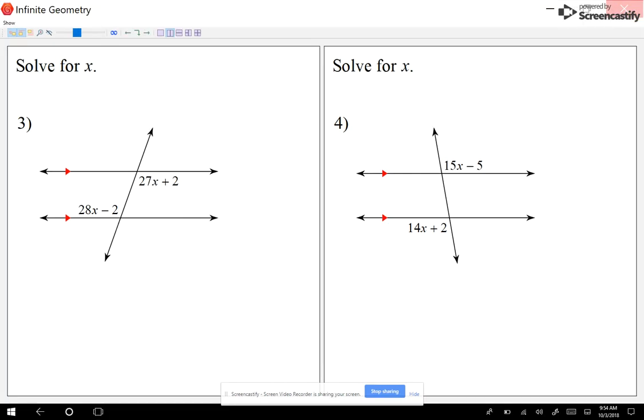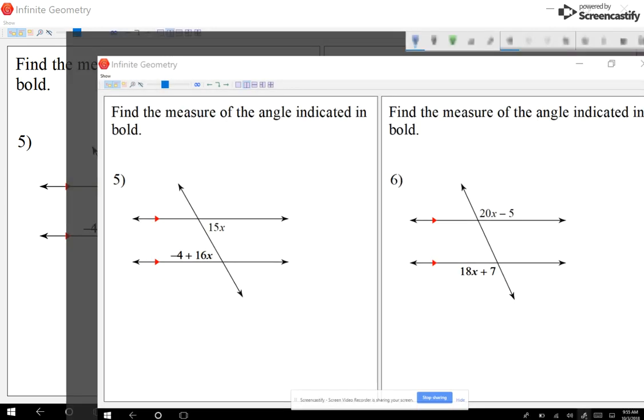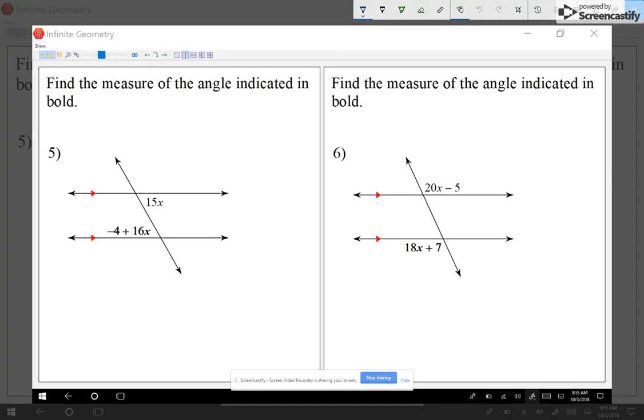All right, now let me take a look at my last two examples. Now here, I'm going to ask you to find the measure of the angle indicated in bold. One of them is darker than the other. So that's the one I want you guys to solve. To begin with, I have to solve for x. I need to find out what the value of x is.